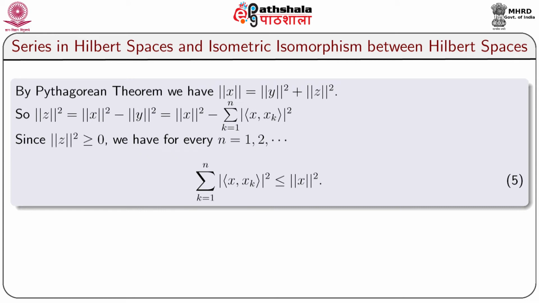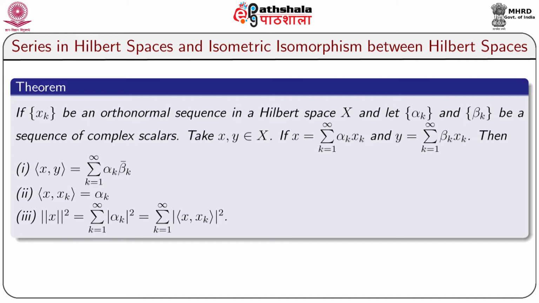By the Pythagorean theorem, we see norm of x squared equals norm of y squared plus norm z squared. So norm z squared equals norm x squared minus norm y squared, which equals norm x squared minus sigma k equal to 1 to n modulus of inner product x comma xk squared. Since norm z squared is greater than or equal to 0, we have for every n equal to 1 and so on, sigma k equal to 1 to n modulus of inner product x comma xk squared is less than or equal to norm x squared. This is known as equation number 5.